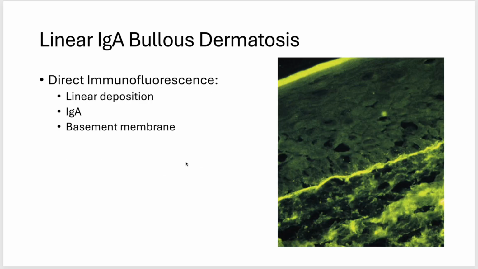But what sets LABD apart from either BP or DH is the direct immunofluorescence study. It shows a linear IgA deposition along the basement membrane zone, rather than the granular IgA like DH or IgG and C3 like in BP. That is the key diagnostic feature. So if the DIF shows a linear IgA deposition, that is LABD, and check for recent medications, especially vancomycin.